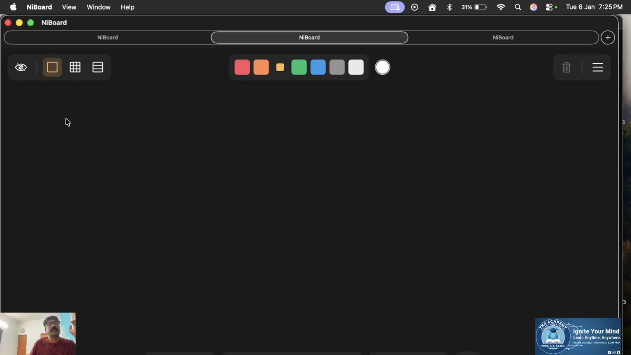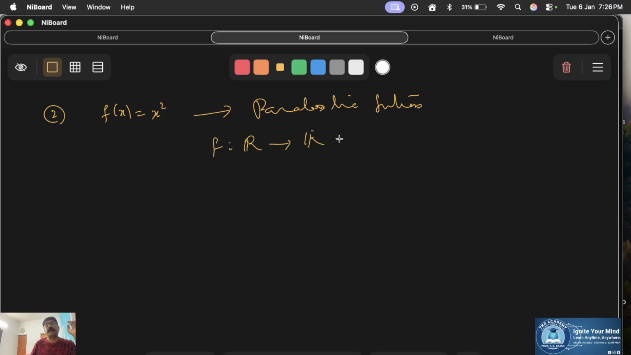Another important function is the quadratic function. A particular quadratic function, call it f(x) is equal to x square. We call it a parabolic function. That is, you consider the function f from R to R defined by f(x) is equal to x square. That means it consists of all the pairs (x, x square), where x is in R.